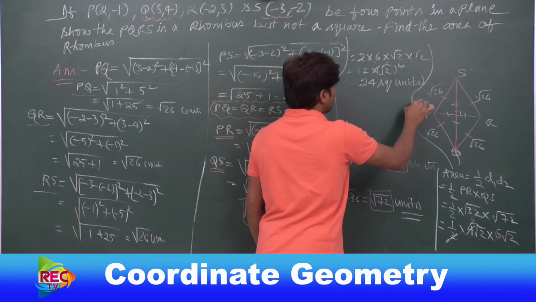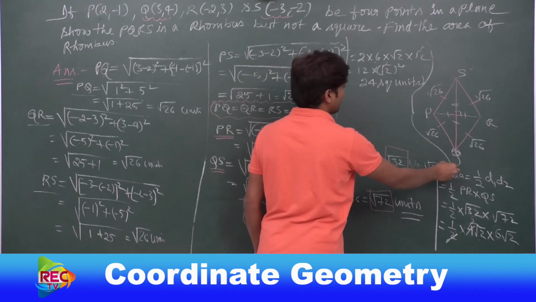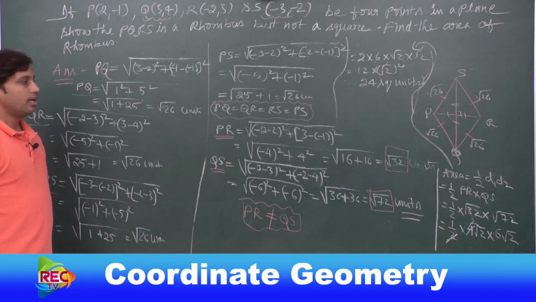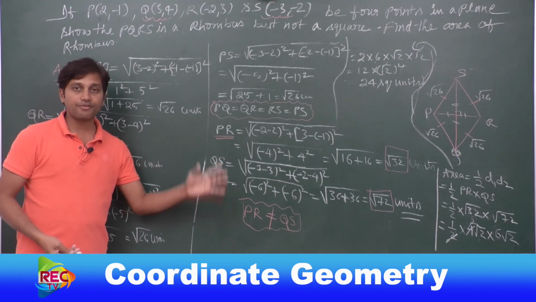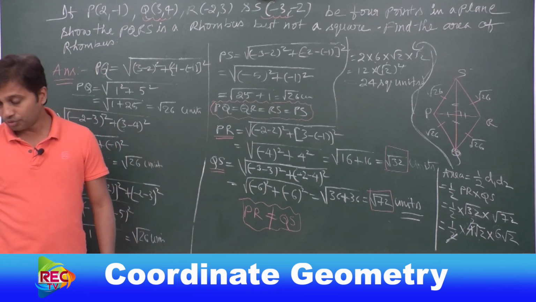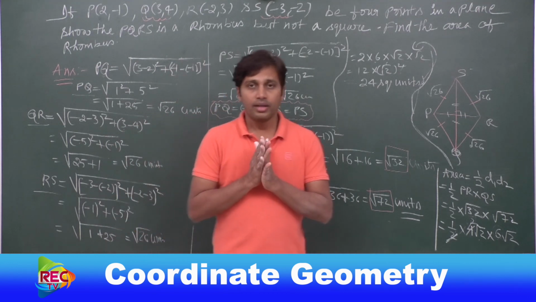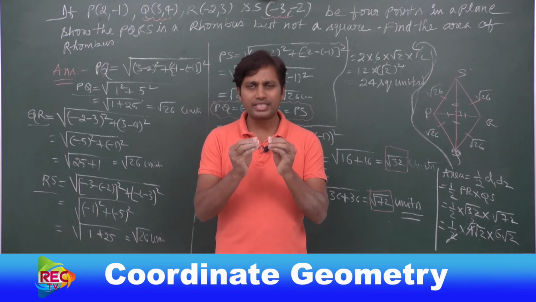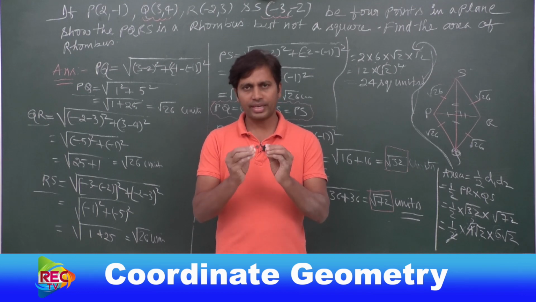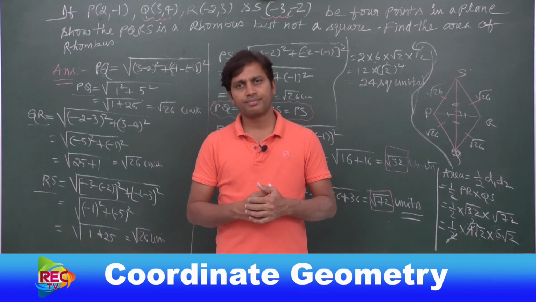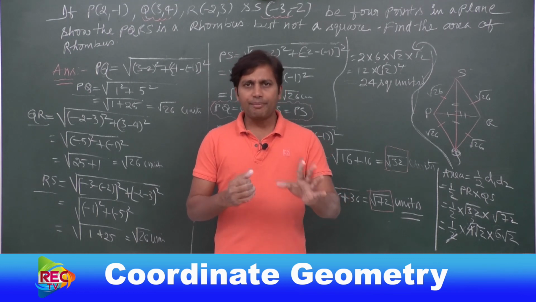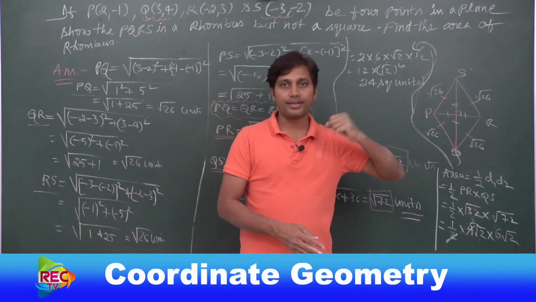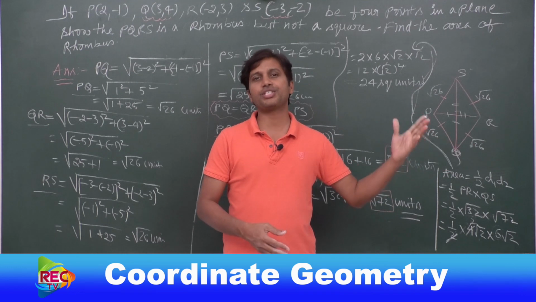Understood? So like this we can find out the area of the rhombus also. And here we need to notice a few things. We just know the distance formula from coordinate geometry. Other than that, all the remaining properties which we are using here are pulled from where? From plane geometry and mensuration only.